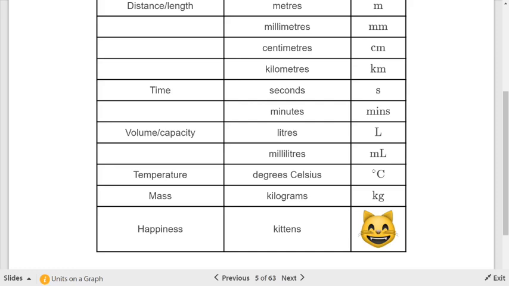Right. Well, then that's the beauty of the metric system. It's so easy to convert, right? Okay, and to put the units together.